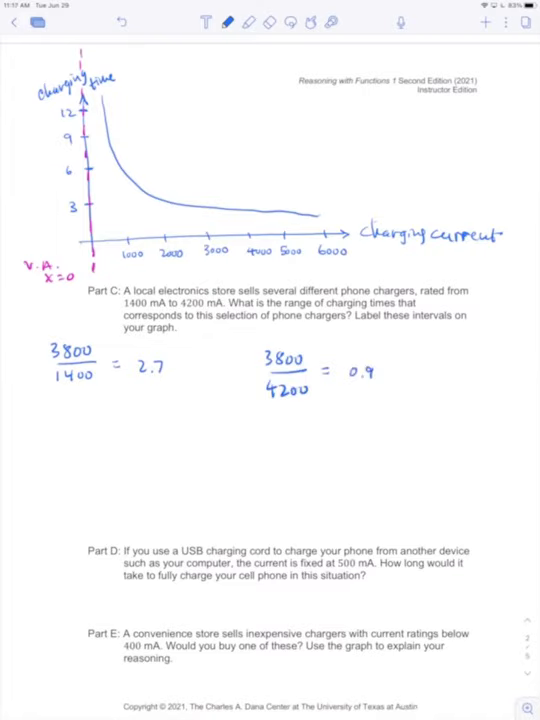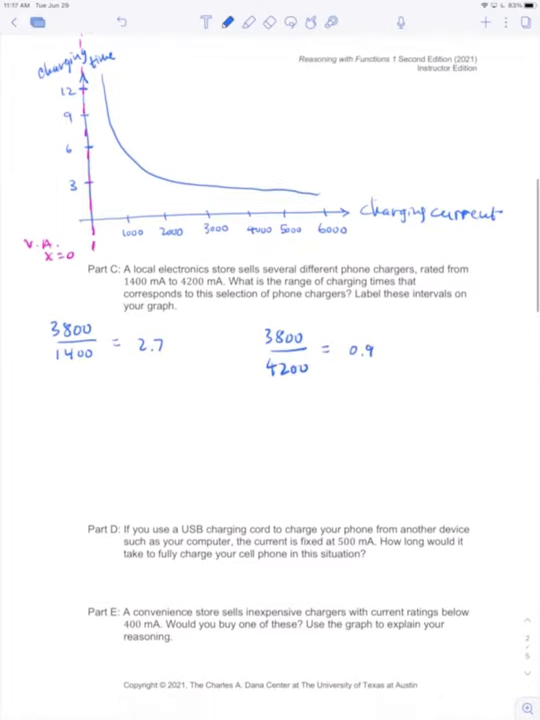All right, part D. Let me start there. If you use a USB charging cord to charge your phone from another device, such as your computer, the current is fixed at 500 milliamps. How long would it take to fully charge your cell phone in this situation?